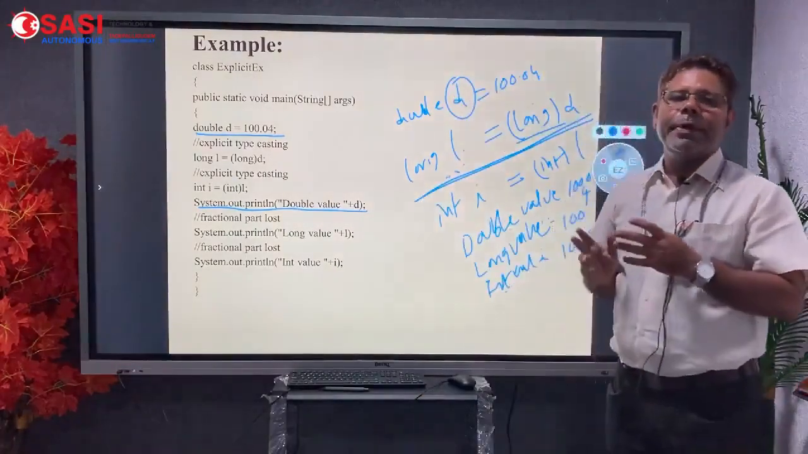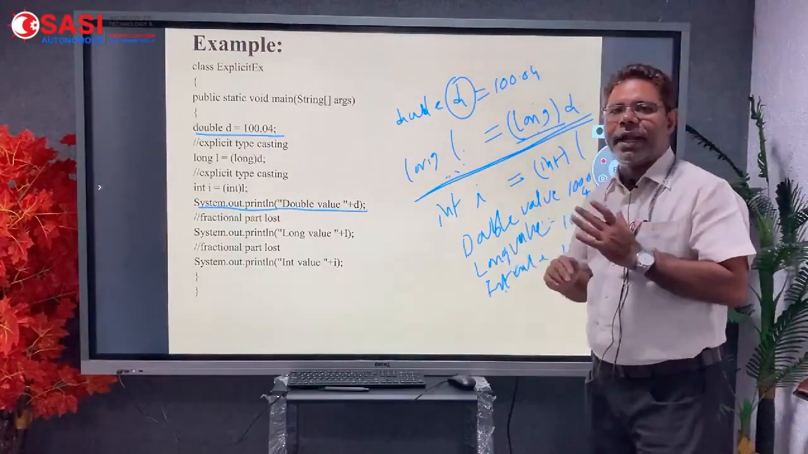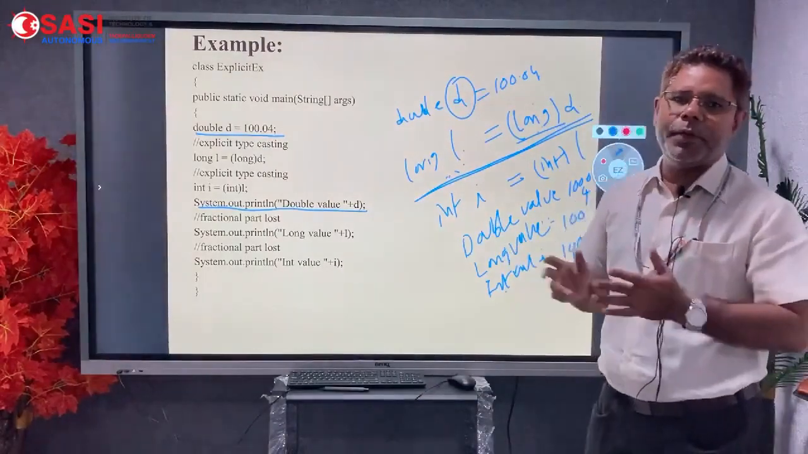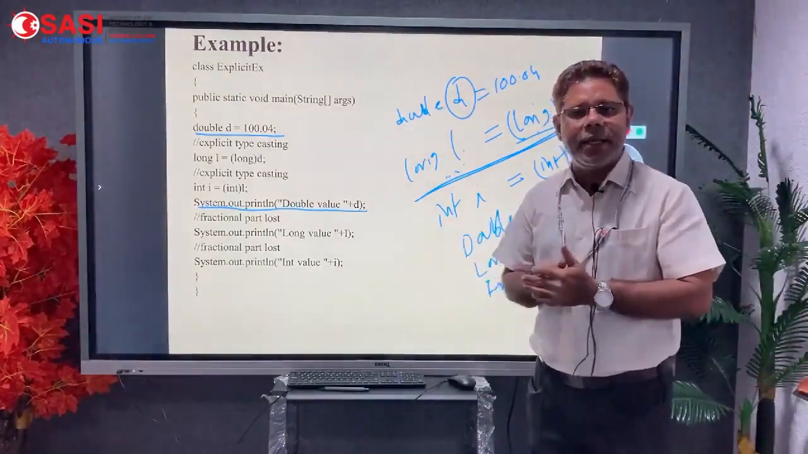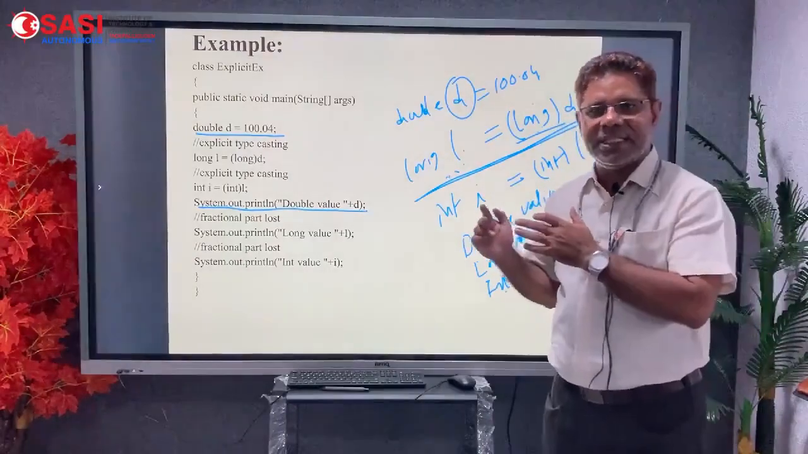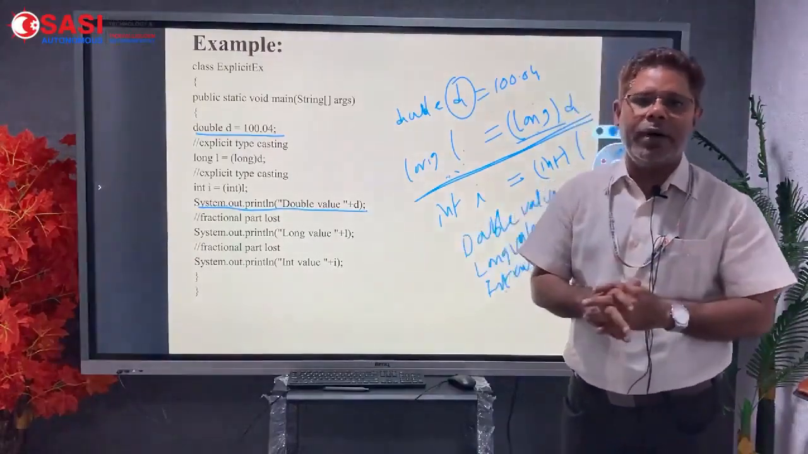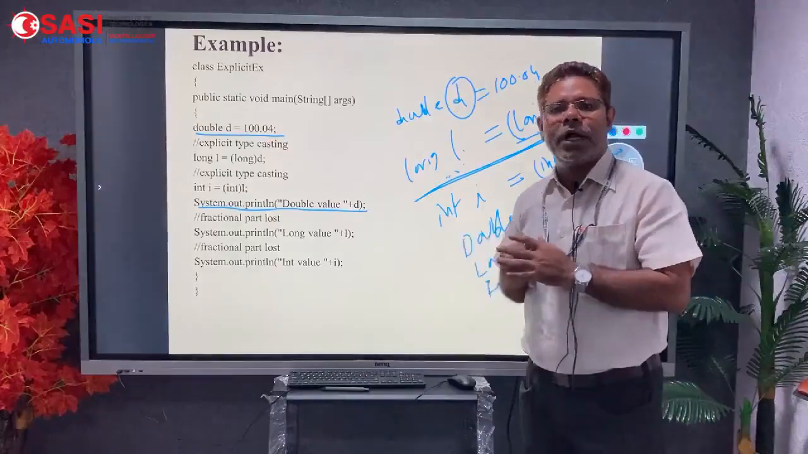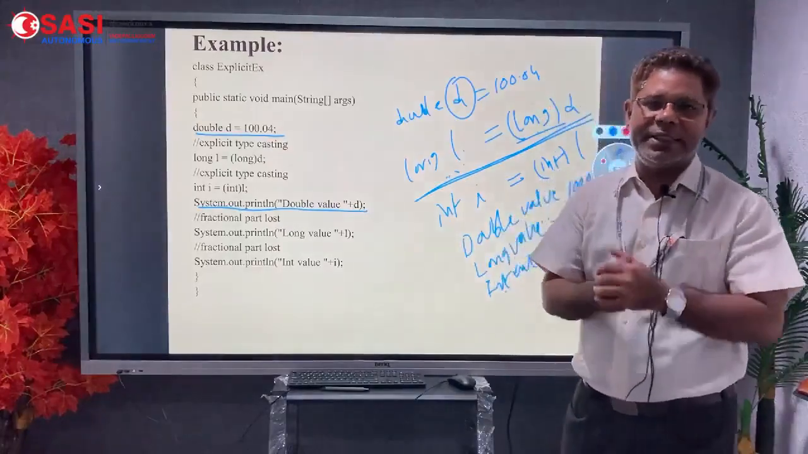So this is type casting, how we can convert one data type into another data type. Here we have two ways, implicit casting and explicit casting. Implicit casting is done automatically by Java. In explicit casting, the programmer needs to perform the casting.